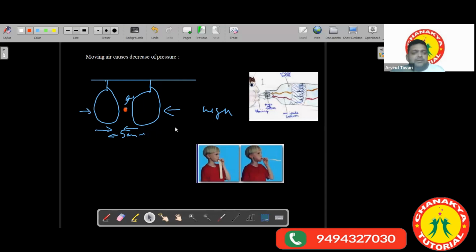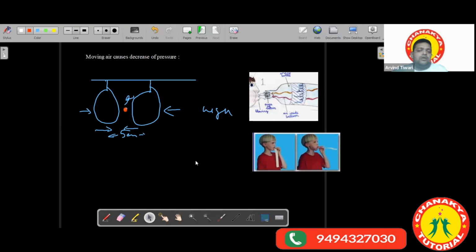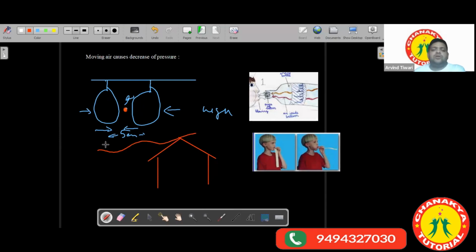So from all these activities, we learn that moving air causes decrease of pressure. Okay. A similar phenomenon happens during thunderstorms, during fast moving winds, or cyclones, or let's say you have thatched roofs. So if you have a thatched roof like this, you have your thatched roofs. Now, suppose you have a storm, so that you have fast moving air, air starts blowing from here rapidly. Air blows from here rapidly.